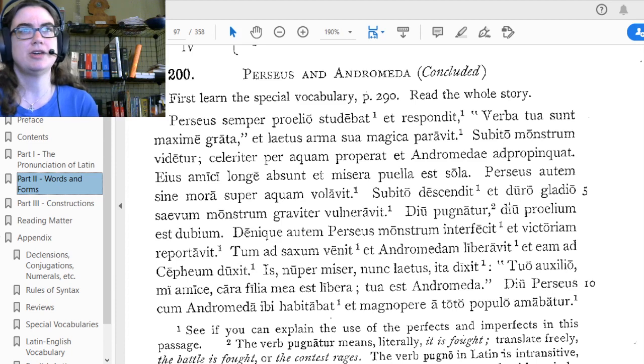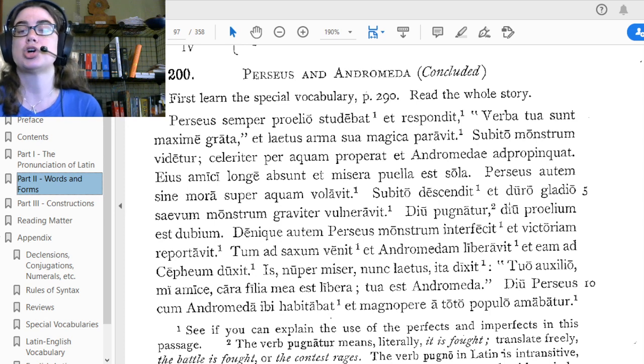So, Perseus was always eager for battle. Semper studebat proelio. So studeo is one of those verbs that takes a dative object, to be eager for battle. And he responded, "Your words are most especially pleasing," maxime. So our superlative adverb there for greatest, most greatly pleasing. And happy, laetus, he prepared, paravit, his own magical arms, weapons.